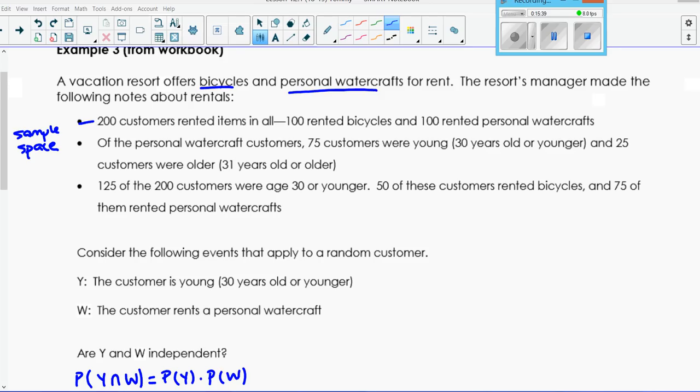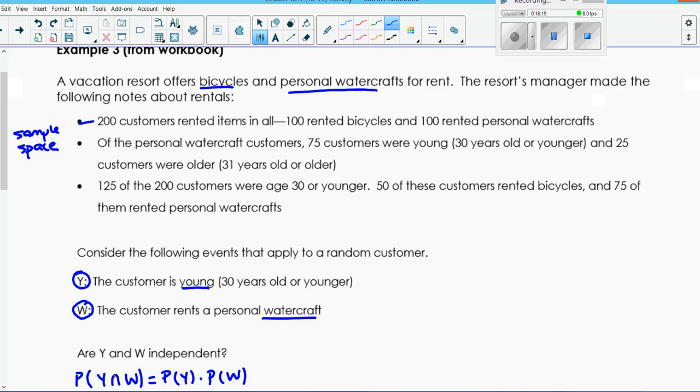Of the personal watercrafts, so that's a conditional statement. We're looking only at the personal watercrafts. 75 customers were young, 30 years old or younger, and 25 were older. Also, 125 out of the 200 customers were age 30 or younger, and 50 of these customers rented bicycles, and 75 of them rented personal watercrafts. Okay, so here's what I know. These are my events. Y is that the customer is young, and W is a watercraft.